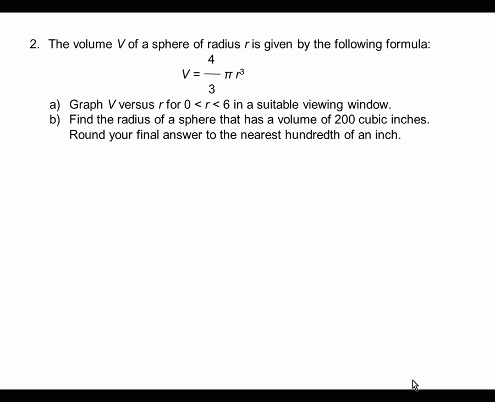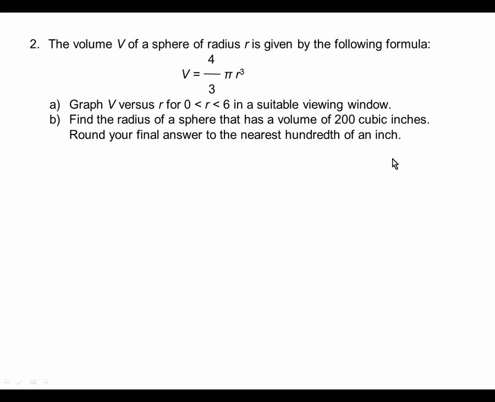Okay, number two. The volume V of the sphere of radius R is given by the following formula. V is equal to 4/3 pi R cubed. Graph V versus R for 0 less than R less than 6 in a suitable viewing window. Okay, these are my x values, 0 to 6. Remember, when the formula is given, the one that's by himself is y. The one that's over here is part of the formula, that's the x.